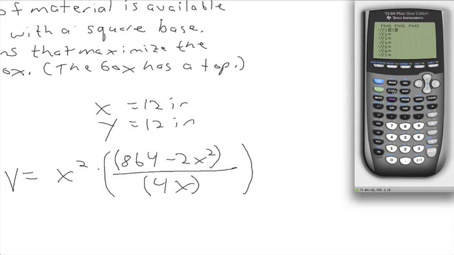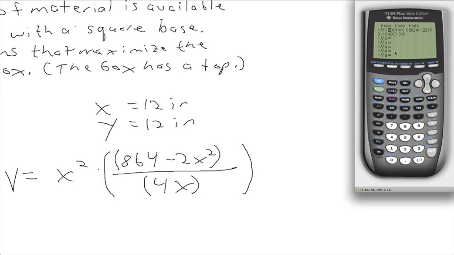So we've got x squared times, and now we have two parentheses in a row. 864 minus 2x squared. Now I have a right parenthesis, divided by, now I have a left parenthesis, 4x, and now I have two right parentheses. All right, I hope I got that right.